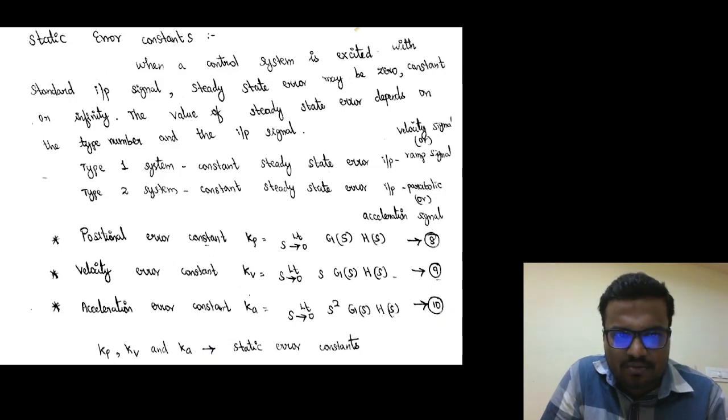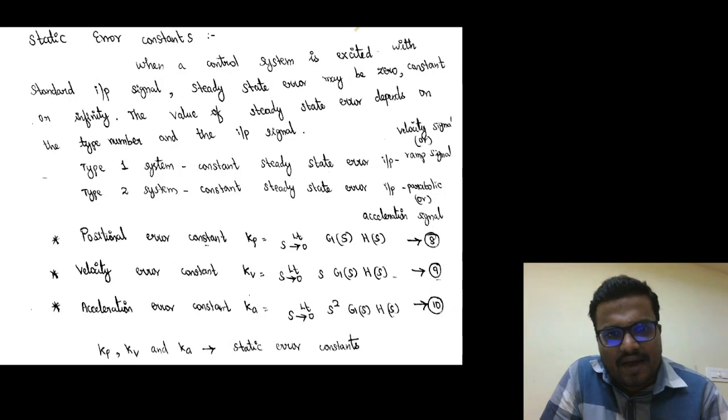And next is the type 2 system. The type 2 system is applicable for parabolic and acceleration signals. The formula is limit s tends to 0, s square G(s) H(s), because it is a type 2 system, so the order will be s power 2. Like that, all the systems are arranged based on their types.